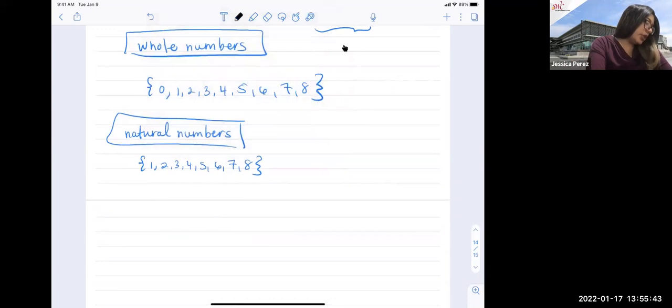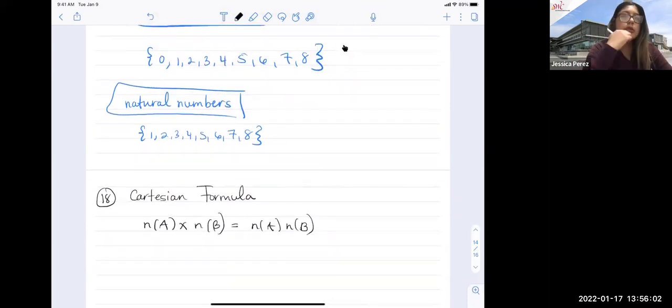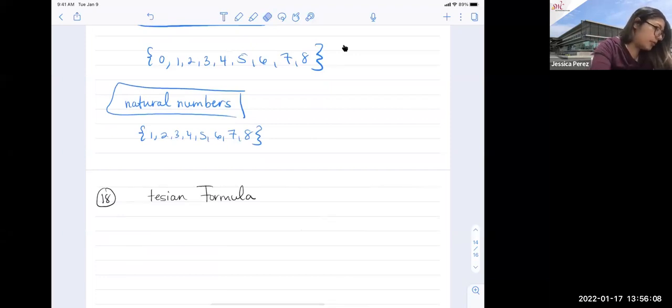All right. Question 18, we're going to use the Cartesian formula. So n of A times n of B is a multiplication of n of A times n of B. That tells you the elements. So the cardinality of A cross B is equal to n of A times n of B. So this is a Cartesian formula.